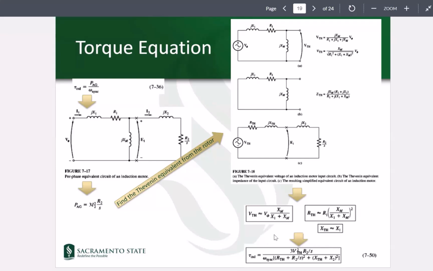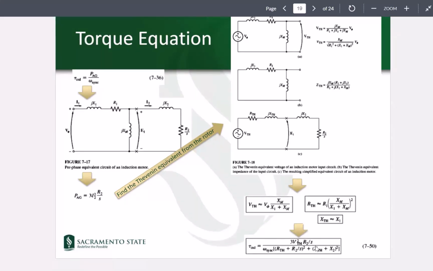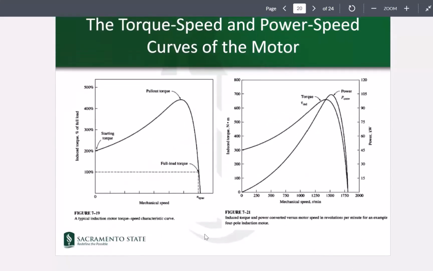So let's see what this torque equation depends on. This omega synchronous is constant. V Thevenin is almost constant. R2 is constant. R Thevenin is constant. X Thevenin is constant. And X2 is constant. So for the most part, this tau is changing because of the slip, and the slip changes because of the changes in speed. Now, if you plot that tau with respect to speed or slip, you get something like this.